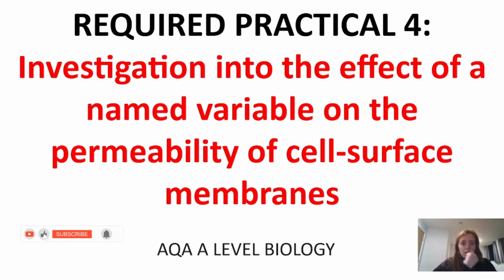I haven't made a video in a while, but I've had some requests, so I thought I'd make one. In this video, I'm going to discuss required practical 4, which is investigation into the effect of a named variable on the permeability of cell surface membrane, since this one was requested by a few people. And this is for AQA A Level Biology.